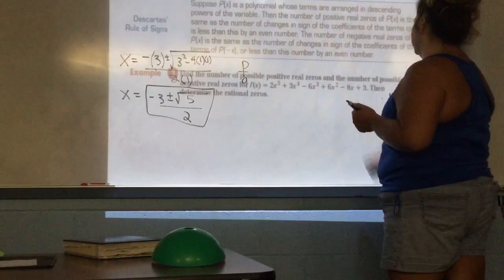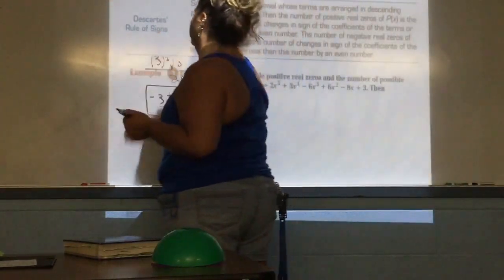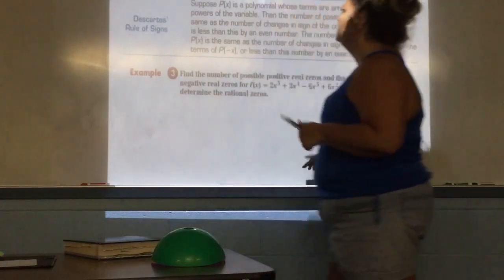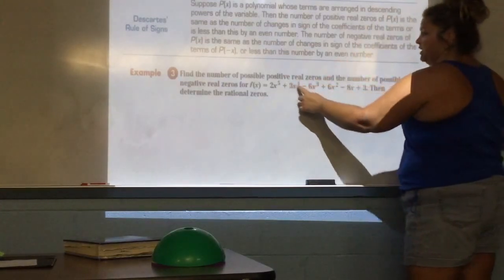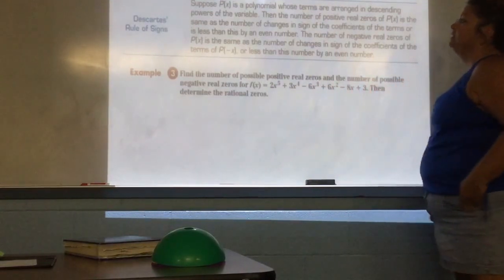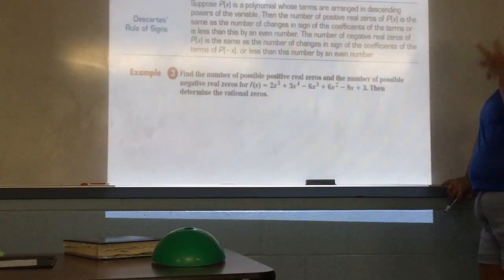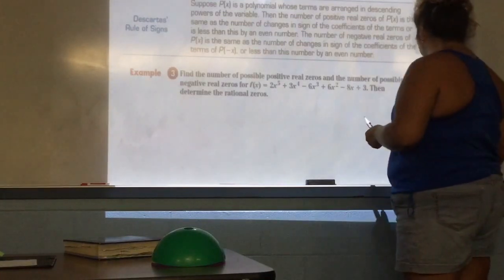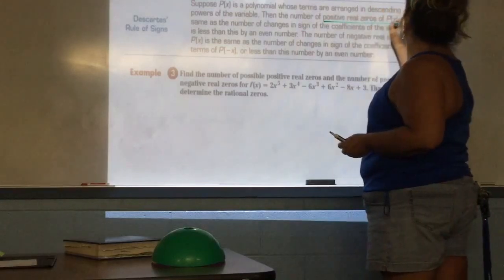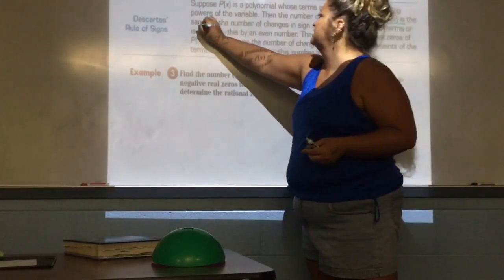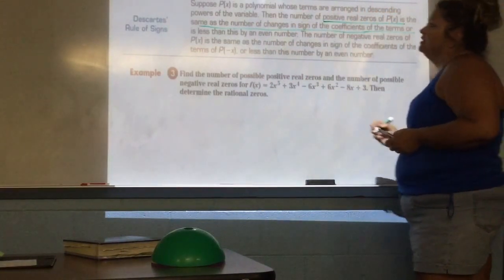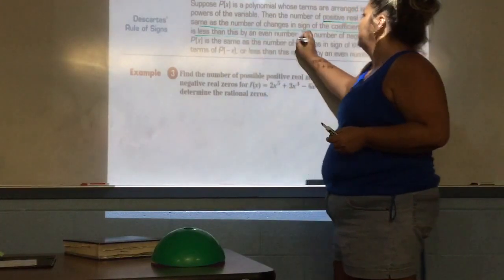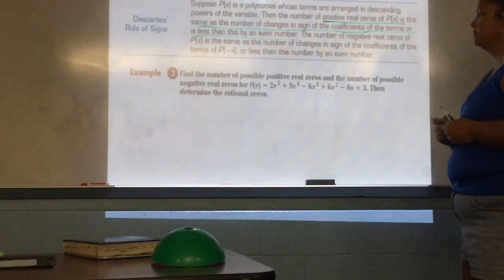Okay, so this is Descartes' rule of signs. This is not hard. It says, suppose that I have this polynomial whose terms are arranged in descending powers, meaning it goes from 5, 4, 3, 2, 1, and none. Then the number of positive real zeros, so that's gonna be important, is the same as the number of changes in signs of the coefficients, and can be reduced by 2 each step. So let's look at what that means.